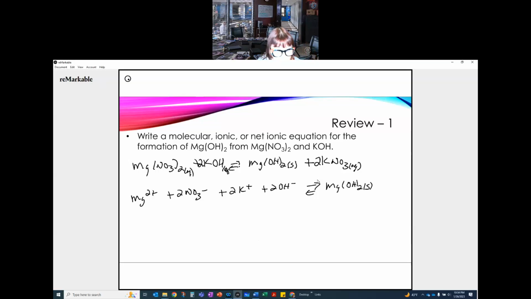Mg(OH)2 solid, which stays together. It does not come apart because it's a solid. Plus 2 K+ plus 2 NO3-. And this is my molecular. This is my ionic. And in that case, I have all of the ions that are present. But I know that something has gone through a change. So I've formed a solid. And that solid is in a different phase.